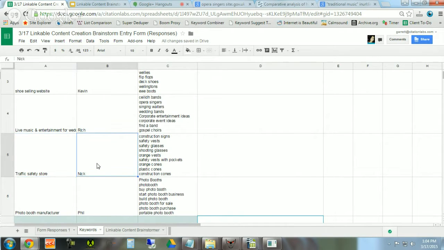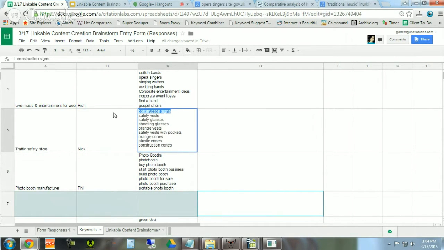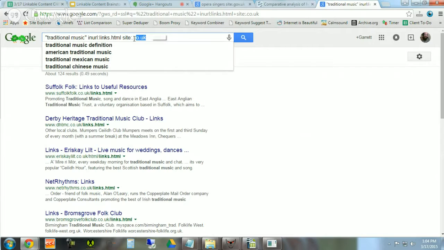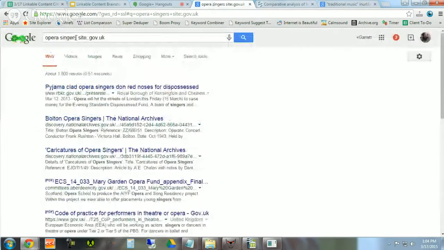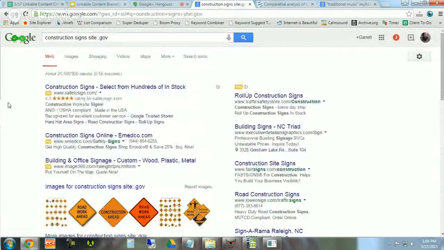Traffic safety store, Mr. Nick. See what we've got here. Construction signs, safety vests, safety glasses. I mean, this is going to be almost fish in a barrel. This is an example where maybe construction safety or traffic safety works. I'm pretty sure he's a .com, so we're going to look in the U.S. Pretty sure construction signs site:.gov. Yeah, look at that, 25 million results.